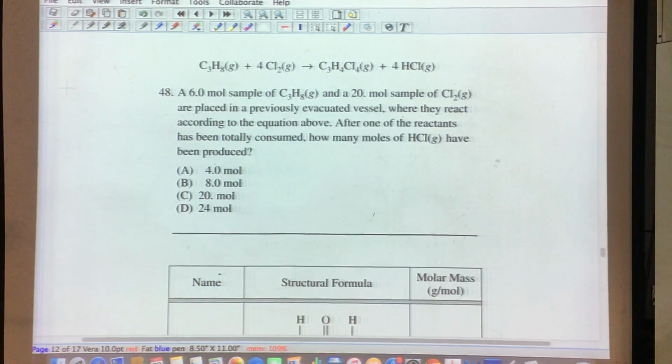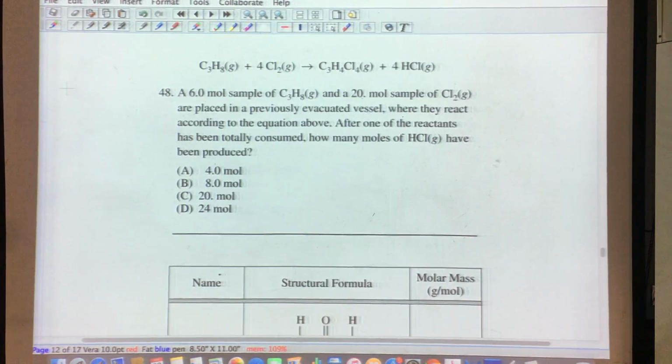A 6 mole sample of C3H8 and a 20 mole sample of Cl2 are placed in a previously evacuated vessel. How many times have they talked about a previously evacuated vessel and they put in gas? They're in love with gases, okay? So you'll see a question. When they react according to the equation above, after one of the reactants has been totally consumed, how many moles of HCl have been produced?